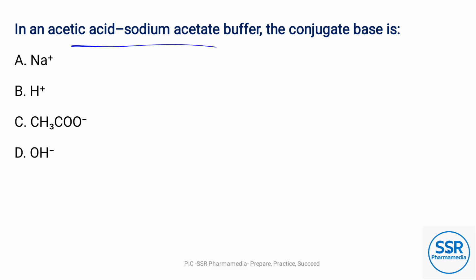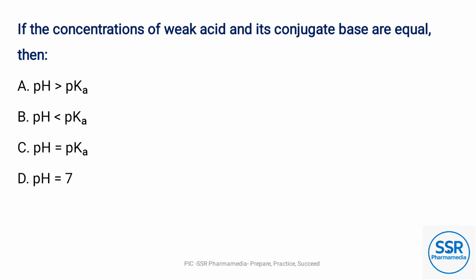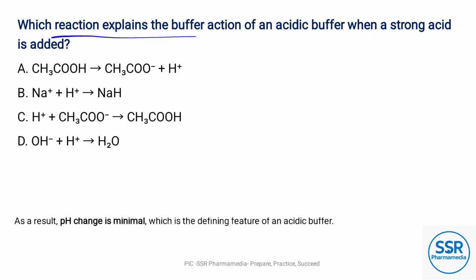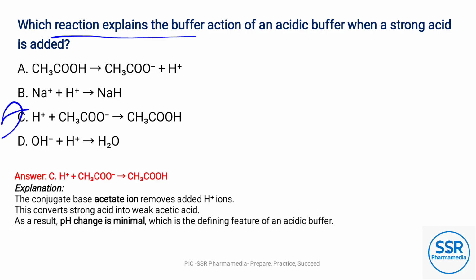In an acetic acid, sodium acetate buffer, the conjugate base is option C, acetate ion. If the concentrations of the weak acid and its conjugate base are equal, then option D, pH is equal to 7. Which reaction explains the buffer action of an acidic buffer when a strong acid is added? So option C is the answer.